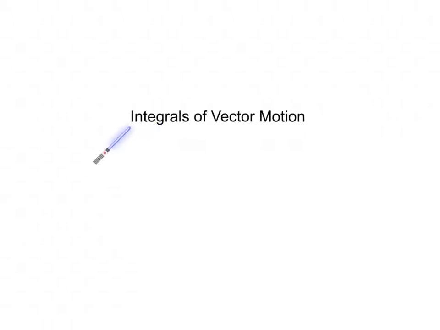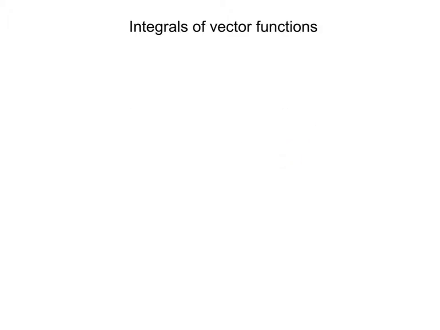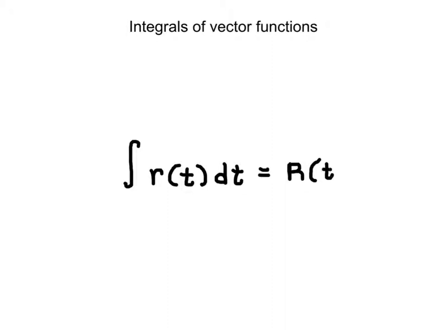In this lesson, we're going to look at integrals of vector motion. Let's start with the function r of t, which is differentiable and continuous across its interval. If we integrate r of t with respect to t, we get its antiderivative, big R of t, plus a constant.